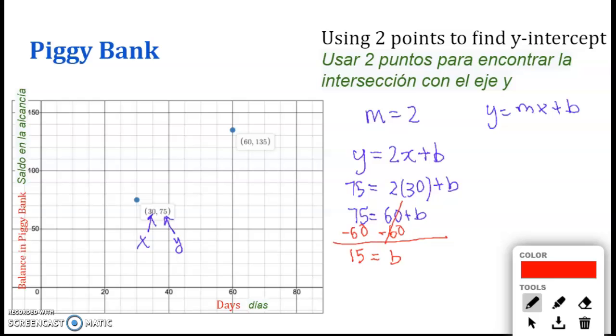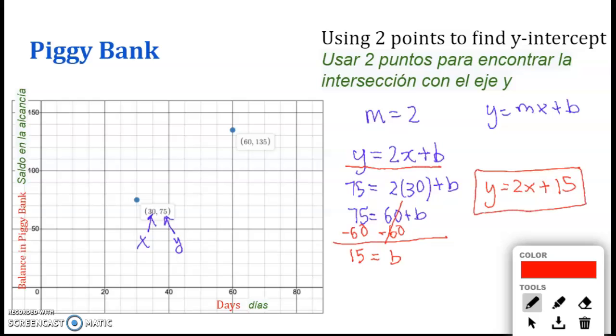That means we can put the equation. This was the partially completed equation. Now we have the complete equation because we figured out what b is. y is equal to 2x plus b, which is 15. So this is my equation.